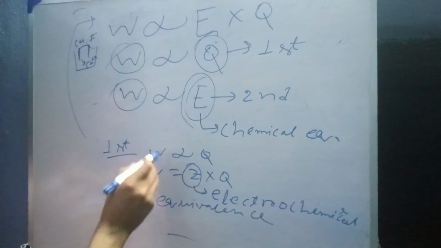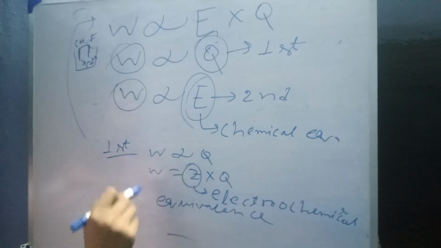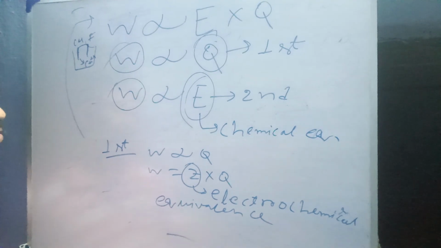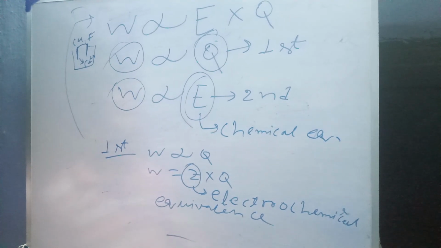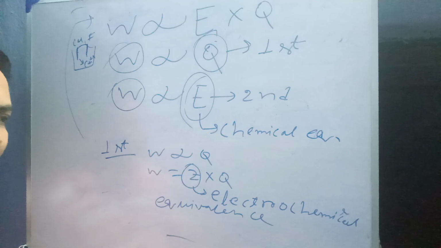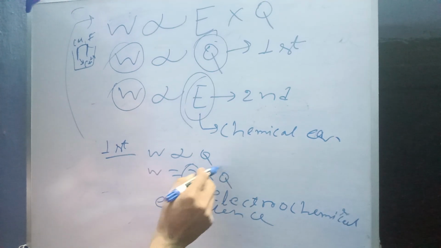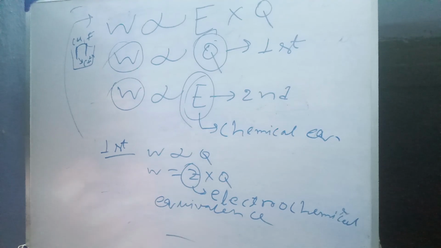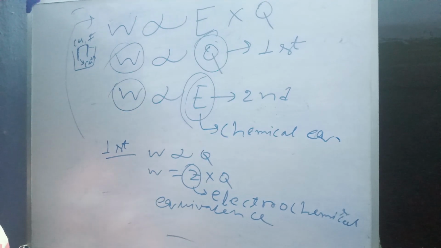Okay, so this is Faraday's first law. Here we can say that the amount of any species liberated at the cathode or dissolved from the anode is equivalent to the charge or electricity passed through the solution.